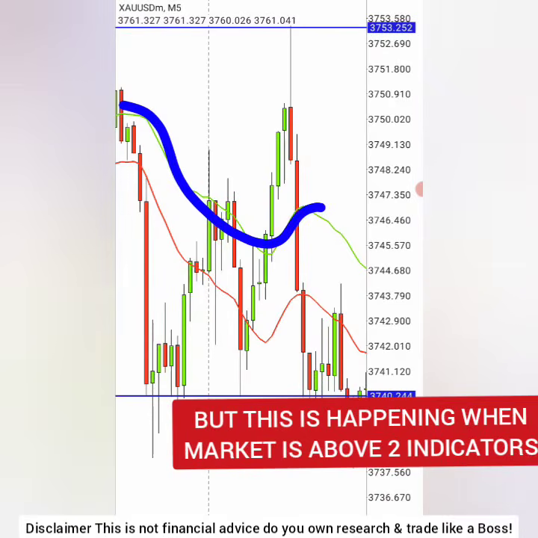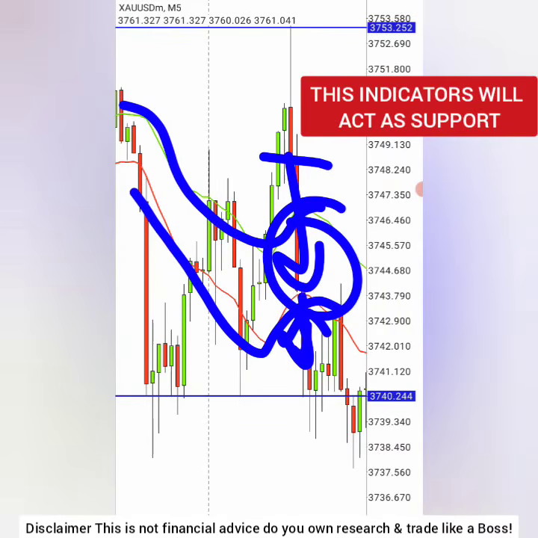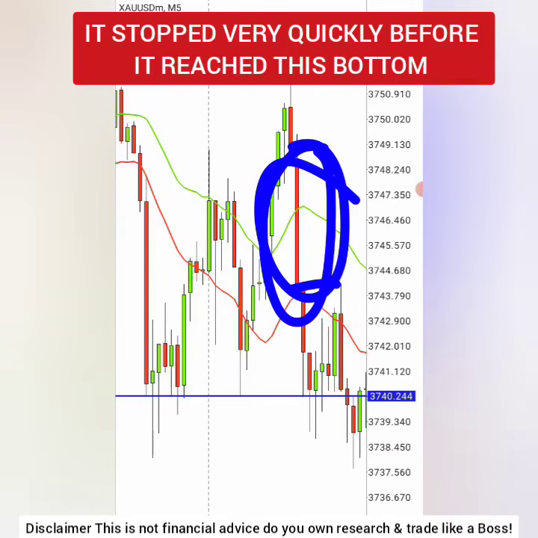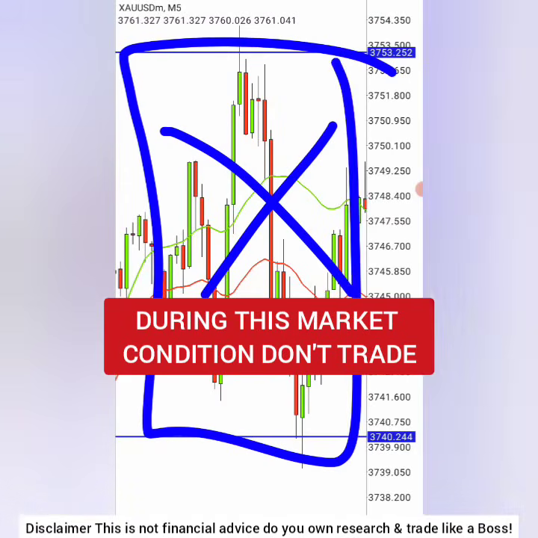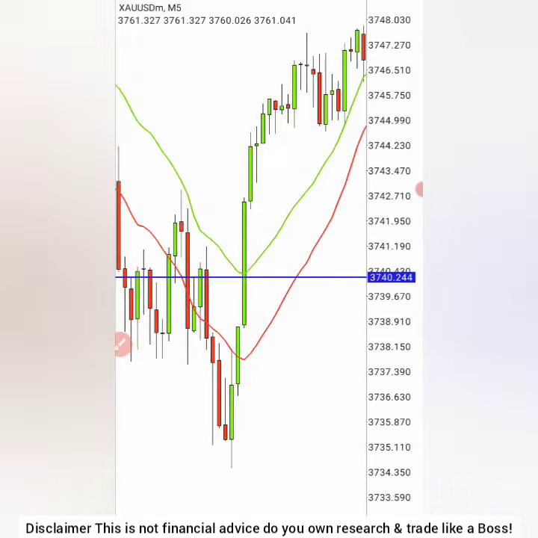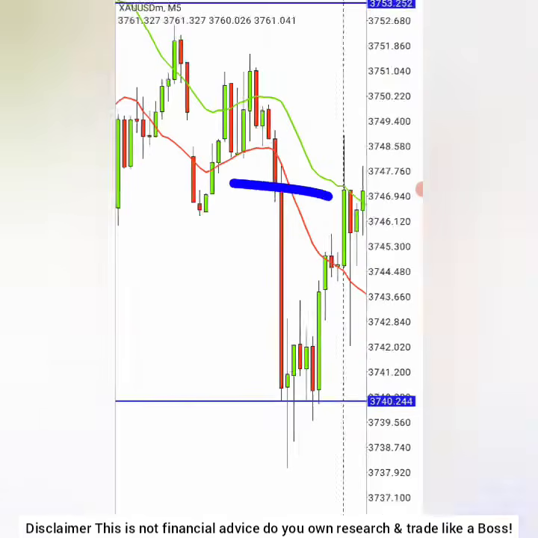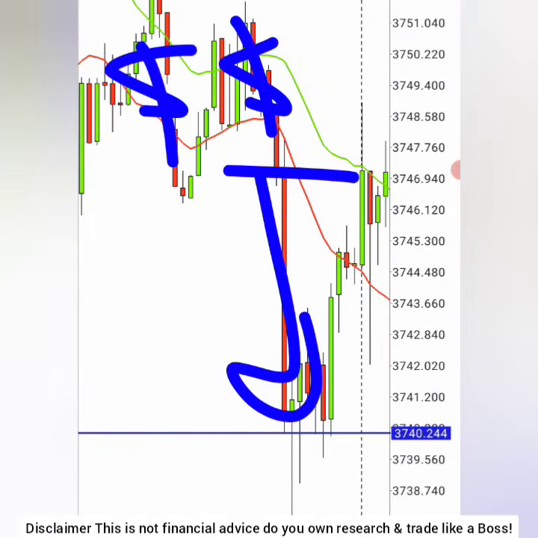But this is happening when the market is above these two indicators, which means if the market pushes it down, these indicators will also act as support. This way, even though this candle is big, you can see that it stopped very quickly before it reached this bottom. Sometimes it can even reject and start to go the opposite direction. So the best thing to do during these market conditions is to not trade, but look for a pair which has a clear pattern and also a clear direction like right here, so that you know the market will go in that direction and even make you more profit in just 1 minute.